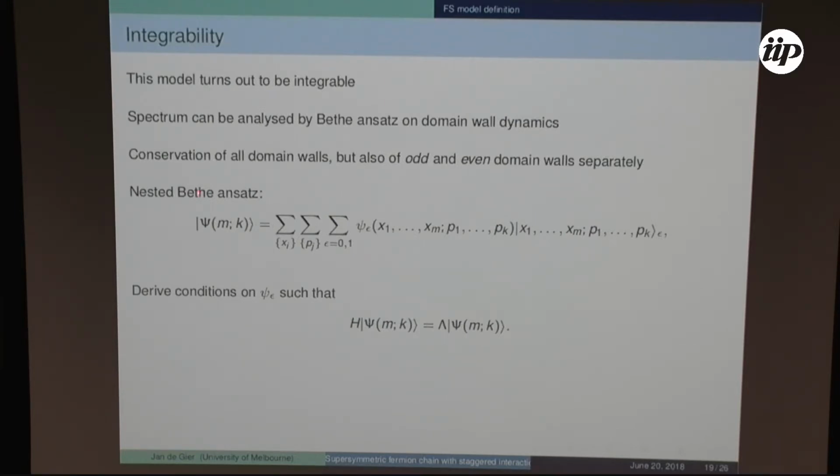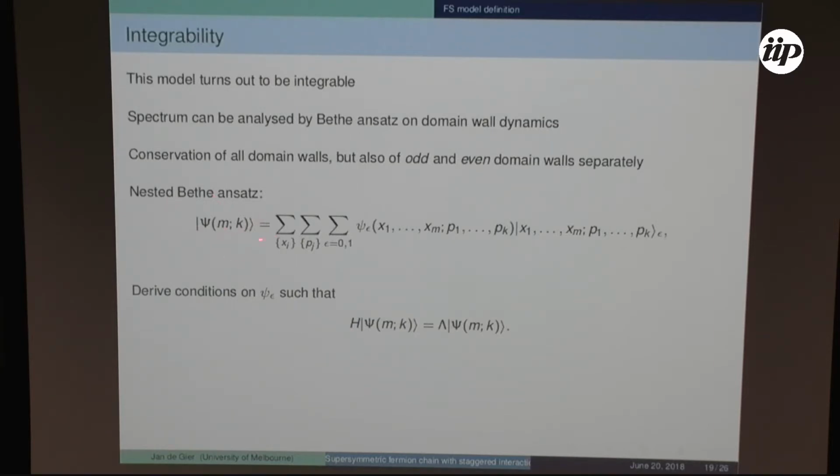And we noted that there is conservation of all domain walls, but there's also conservation of odd and even domain walls. If you remember, the domain walls hop two sites, either to the right or the left. So if they're on an even site, they remain on an even site. And so the dynamics of the model preserves both odd and even domain walls separately. And so the total number of domain walls is a good quantum number, but the number of odd domain walls is an additional quantum number. So there are two quantum numbers, and therefore you have to do nested Bethe ansatz.